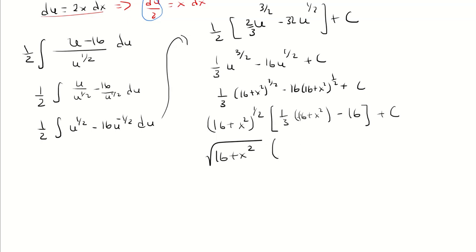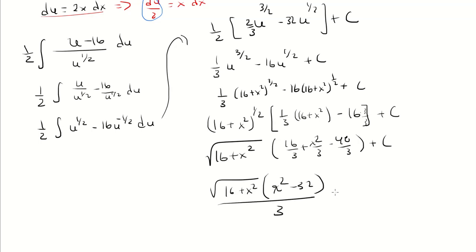We have 1/3 times 16 minus 16. So we can multiply this by 3 over 3 and get 48 over 3. 16 over 3 minus 48 over 3, that's going to be negative 32 over 3. So I'm just going to write it like this. It's x squared minus 32 all over 3 plus c. And this is the final answer.